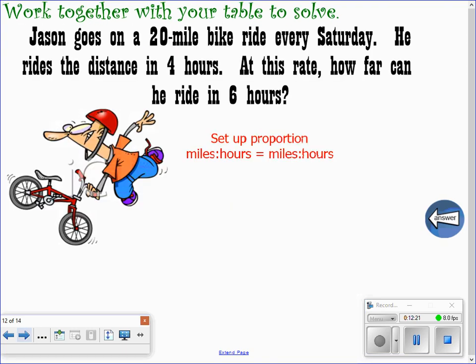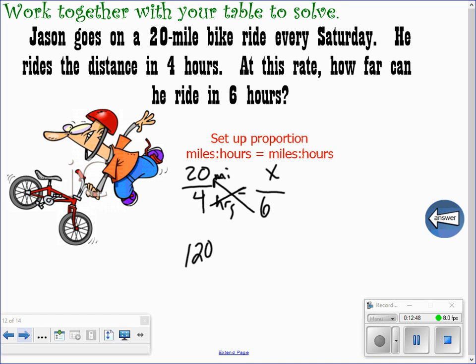When we look at Jason, he's going on a 20-mile bike ride every Saturday. He rides the distance in 4 hours, so 20 miles over 4 hours. At this rate, how far can he ride in 6 hours? So again, we're missing the number of miles. We know the hours. So again, you could cross multiply and solve. This would be 120 if we multiply across here. That's 4 times x, equals 4 times x. Divide both sides by 4, and x equals 30. So we know that in 6 hours, he could go 30 miles.